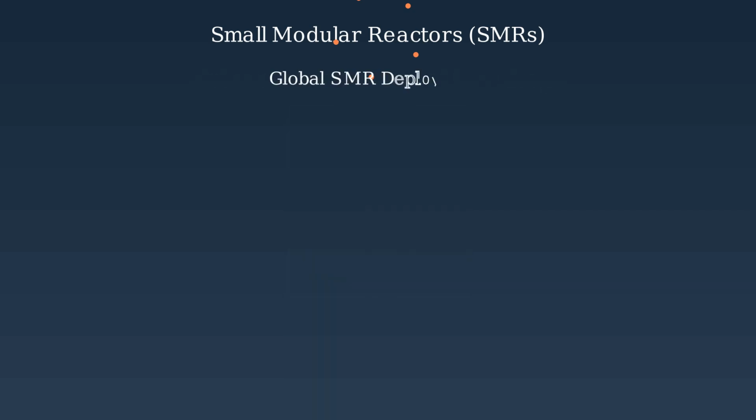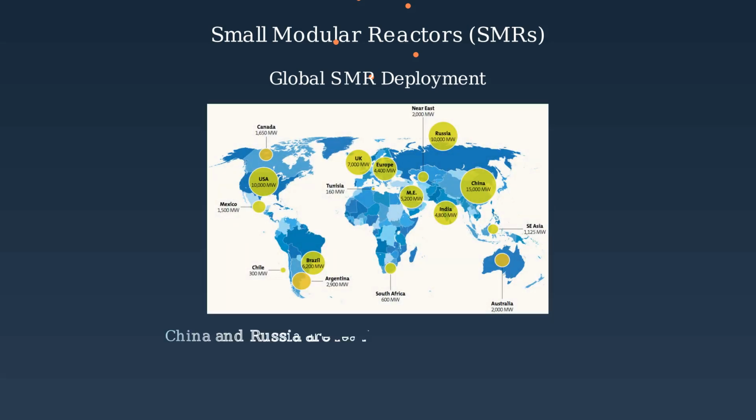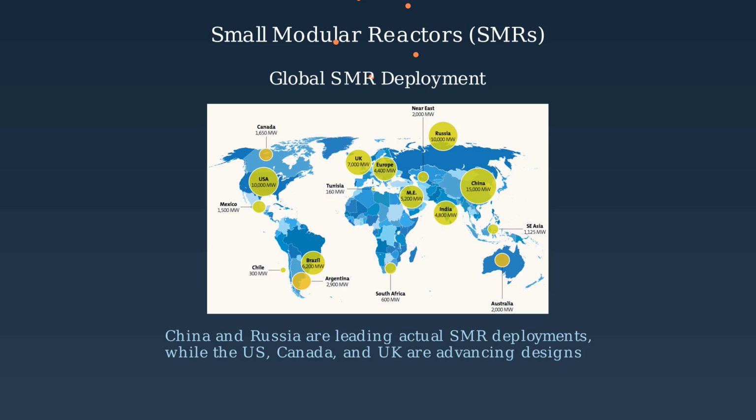While many countries are developing SMR designs, China and Russia are currently leading in actual deployments. China is constructing multiple SMR projects, and Russia has deployed floating nuclear power plants using SMR technology. The United States, Canada, and the United Kingdom are advancing designs with commercial deployment expected in the coming decade.